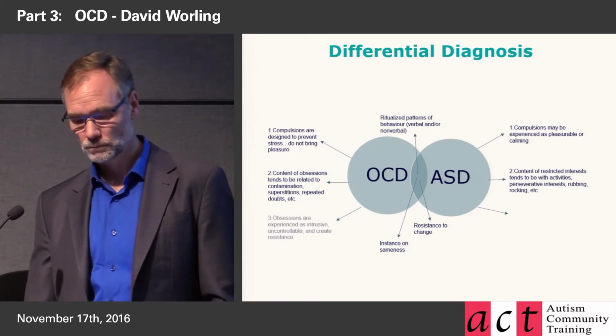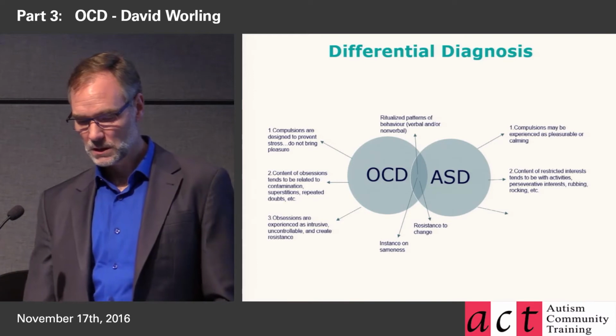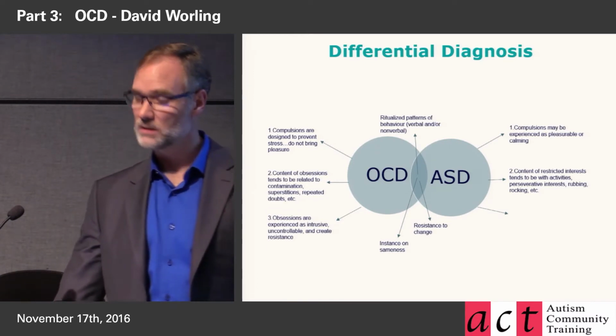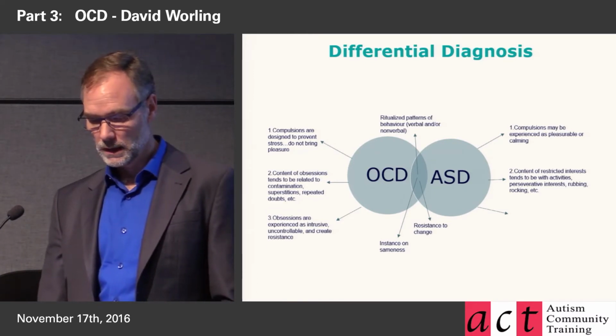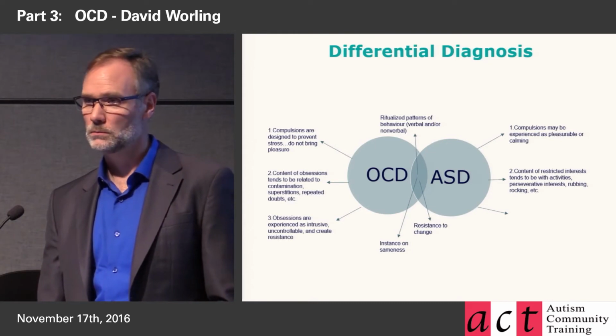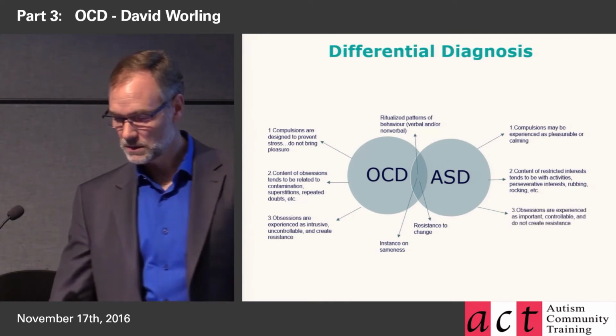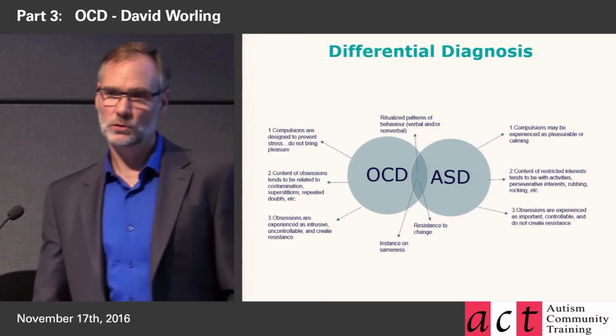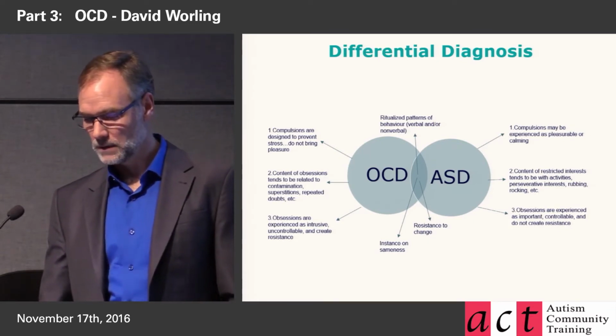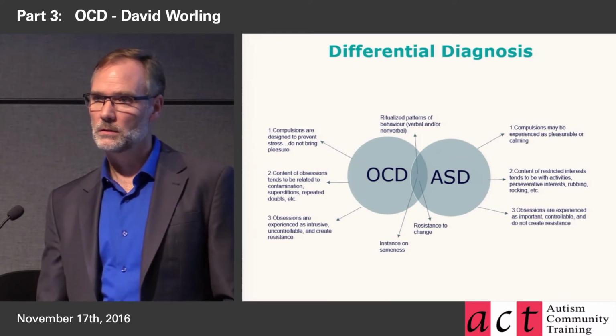Again, very different. Likewise, the obsessions are experienced as intrusive and uncontrollable in someone who has OCD alone. An individual on the spectrum, generally those are experienced as important, somewhat controllable, although that's arguable, and don't create a great deal of resistance.